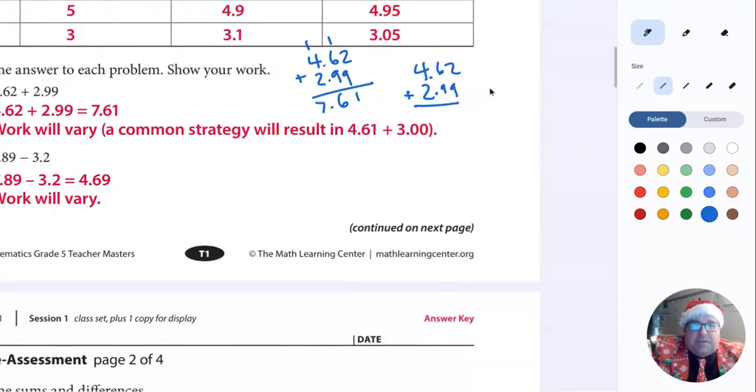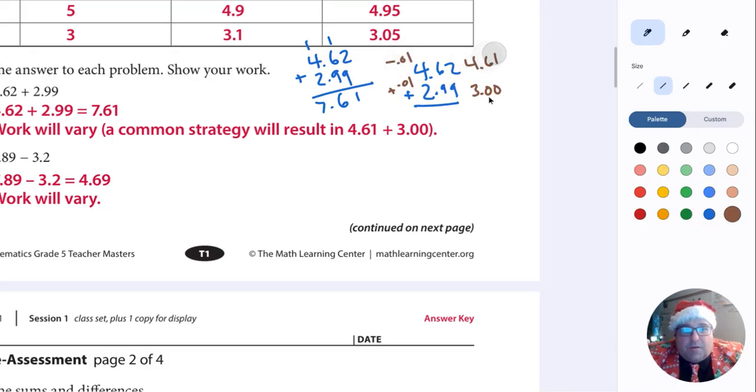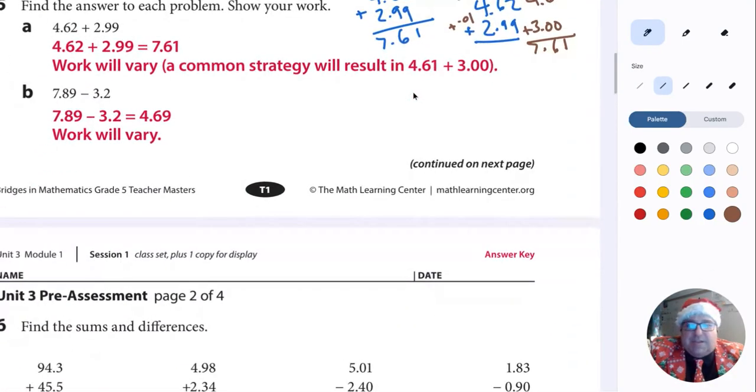We could also think about this a little differently. We could add 1/100th to this 2.99 and make it 3.00, just make it a 3. But if I add 1 to here, we have to take away 1 from this one. And we are talking about 1/100th, by the way. So if I add 1/100th, we have to take away 1/100th. So that'd be 4.61. And they're just saying you can do that so you don't have to do as much carrying and regrouping. 6, 1, and the 7. It doesn't really matter. If you are comfortable with that, cool. If not, just stack them and add them.